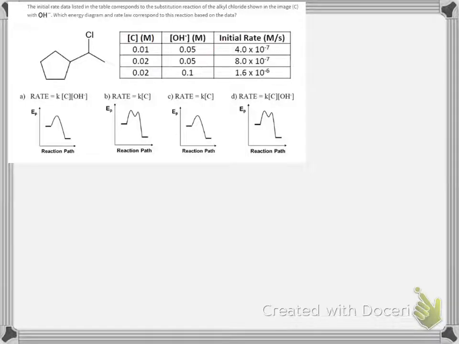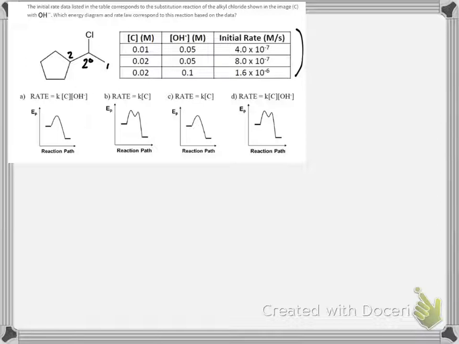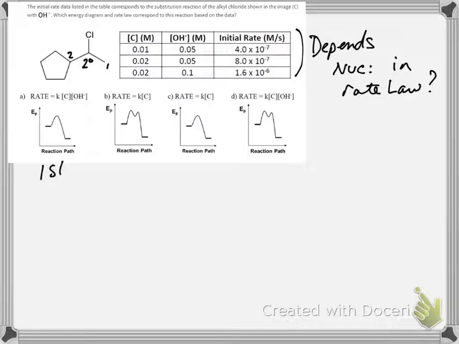Okay, now we have some data. As we mentioned, is the secondary carbon. So we need to have data to be able to assign the correct mechanism. Right, so what we want to do is, first we're going to find out what is the relationship with the nucleophile in the rate law. Okay, so to do that, we're going to have to analyze the data. So let's take a look at what's given to us.